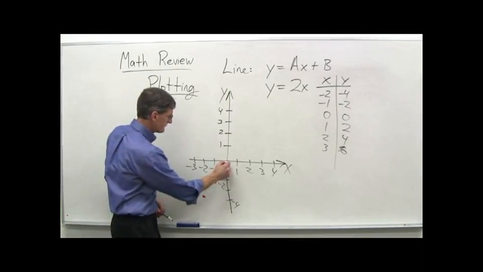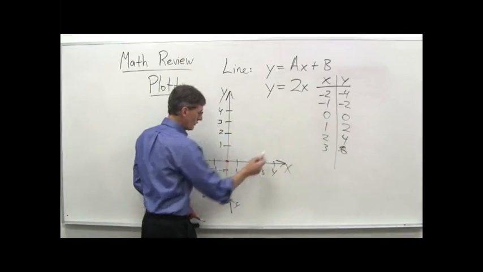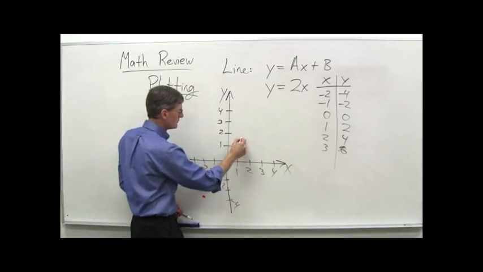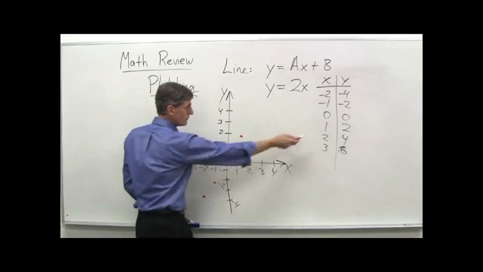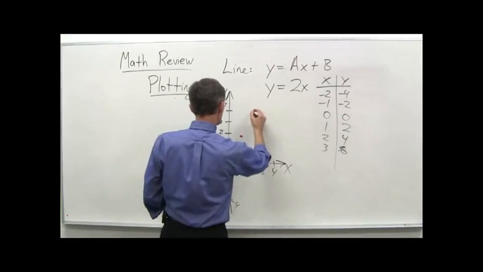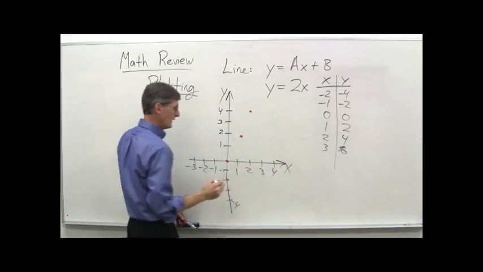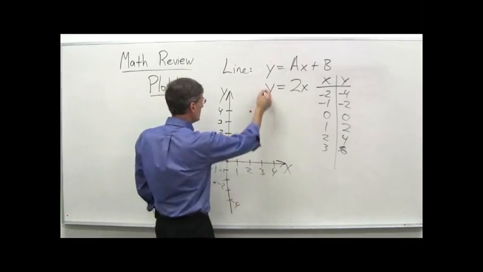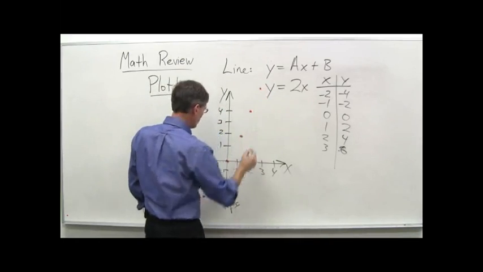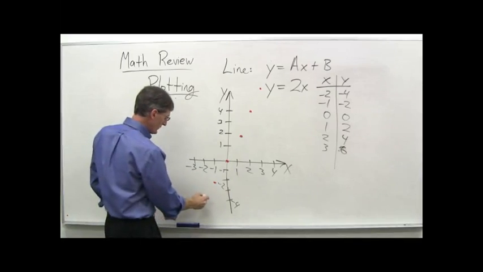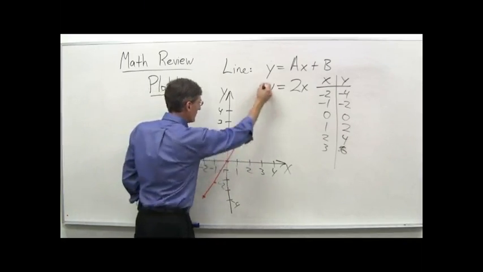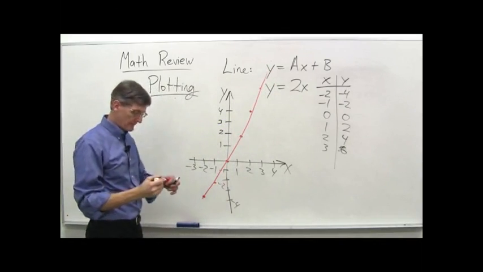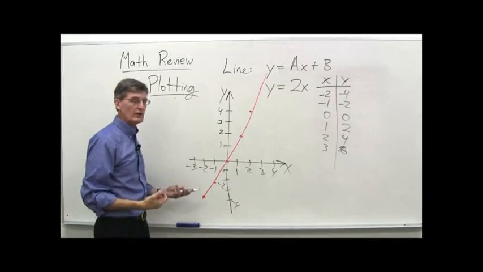0. 0 is this point right here. 1, 2, so over 1, up 2. Doing okay. 2, 4, over 2, up 4. Something like that. And then 3, 6, over 3, and up 6 would be up here someplace. And you see if we connect the dots, we get, I don't know if I can do this very well, but we'll try here. Well, not too bad there, a little crooked. But that's essentially the equation of a line.